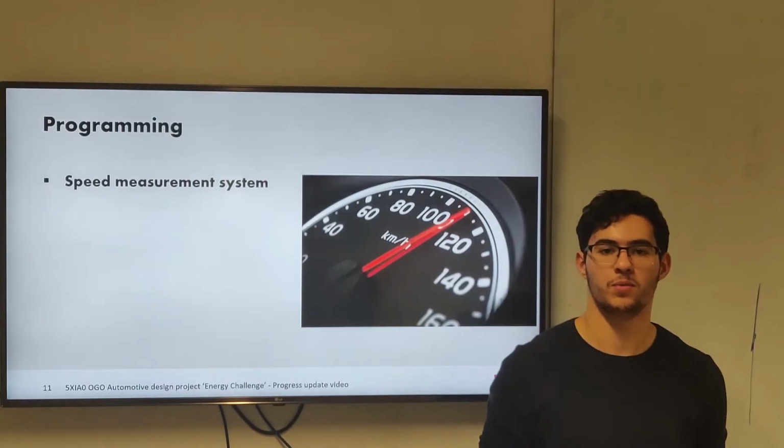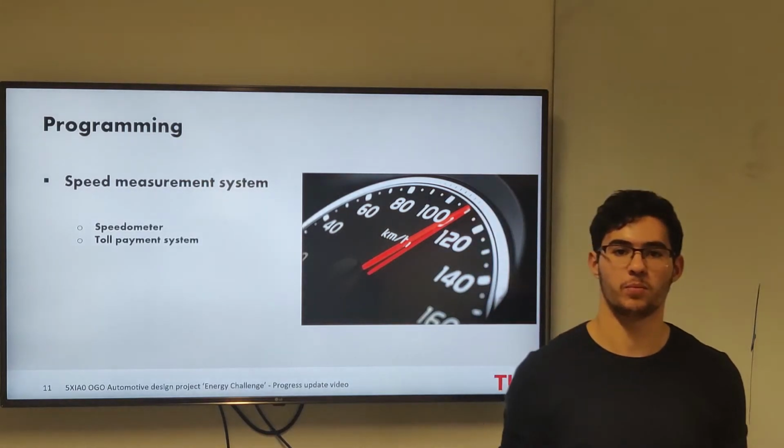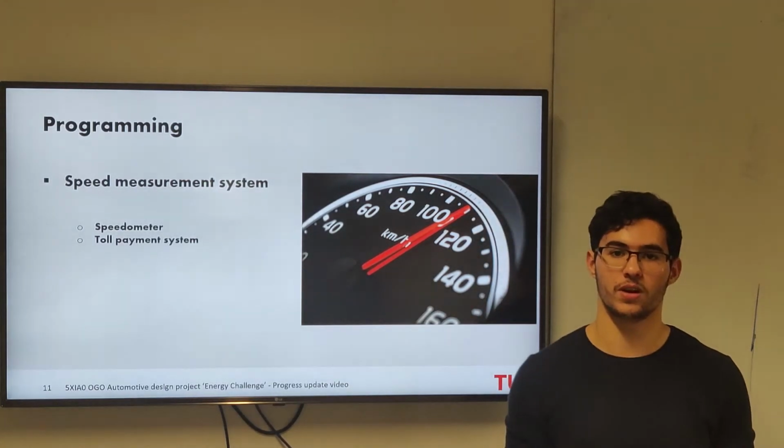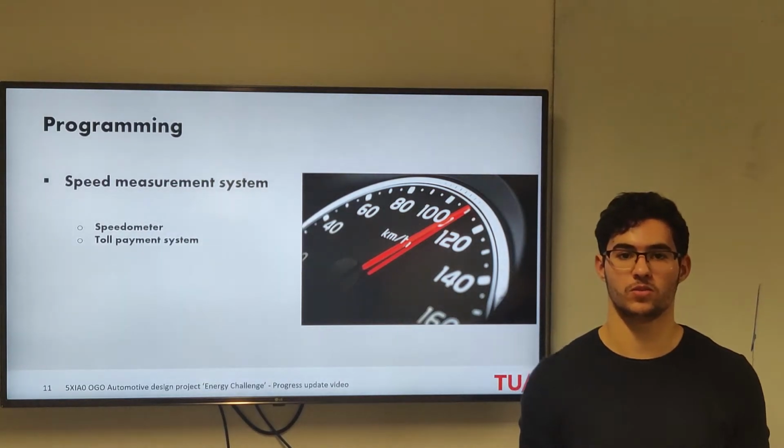I'm Amin. I will be talking about the programming and the planning part of this project. In the past few weeks, we have been working on getting the speedometer and the toll payment system working.